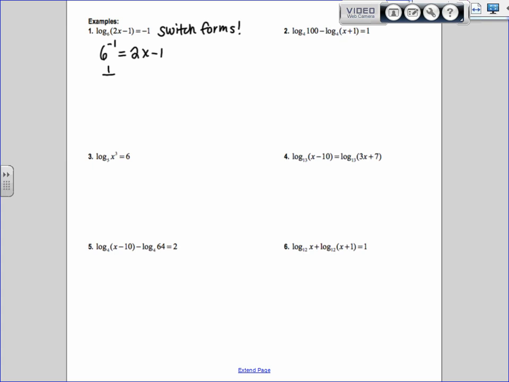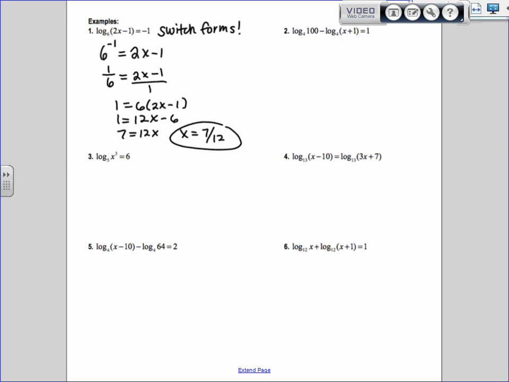Okay, so I have 6 to the negative 1. That's 1/6 equals 2x minus 1. You could take 1/6, add 1 to it and get 7/6, and divide by 2, you get 7 over 12. But some of you guys seem more comfortable with cross multiplication. So 1 equals 6 times 2x minus 1. So 1 equals 12x minus 6. So 7 equals 12x. So x equals 7 over 12. So what about the next one? What do I need to do?